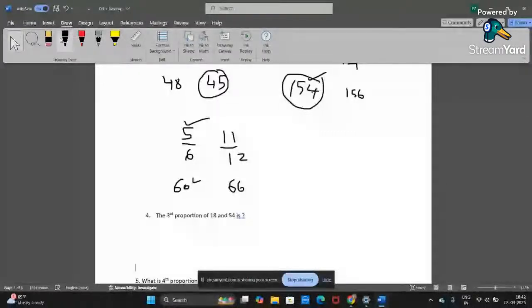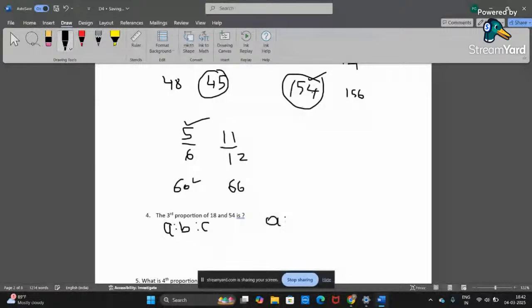Let's write it down. What is proportion? A is to B is to C. This we can write as A is to B equal to B is to C. This equation is called proportion. Now we need to find the third proportion. That means this is A, this is B, we need to find C.